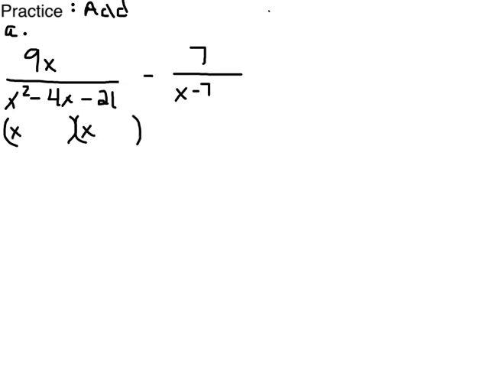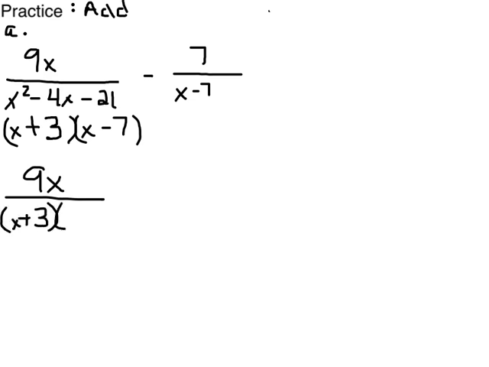X, and I know I'm going to have a plus and a minus. Alright, the factors of 21 that could give me 4 obviously would be 7 and 3. I need the 7 to be negative so that I'll have a negative 4. And there you go. Alright, so now I'm going to say 9x over x plus 3, x minus 7, minus 7 over x minus 7.